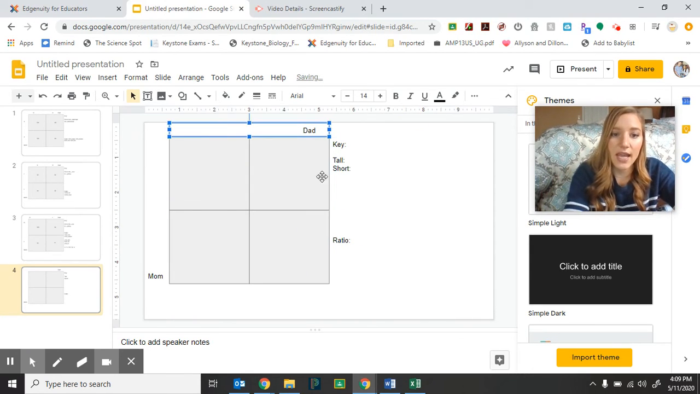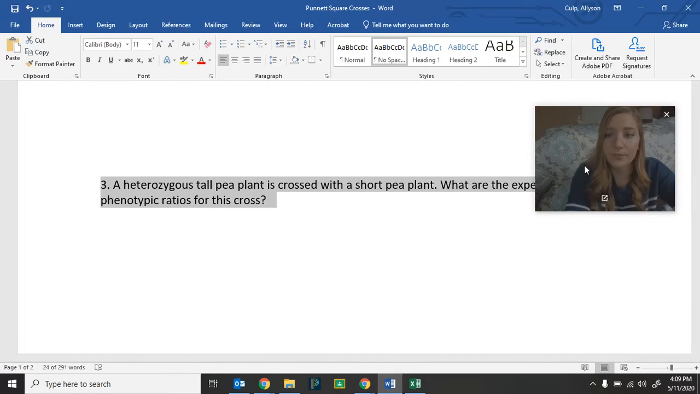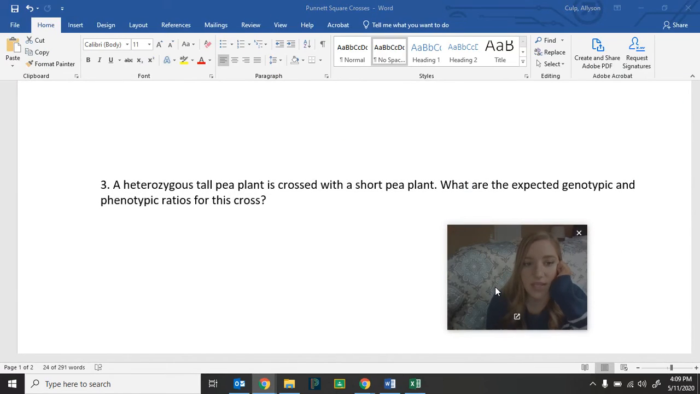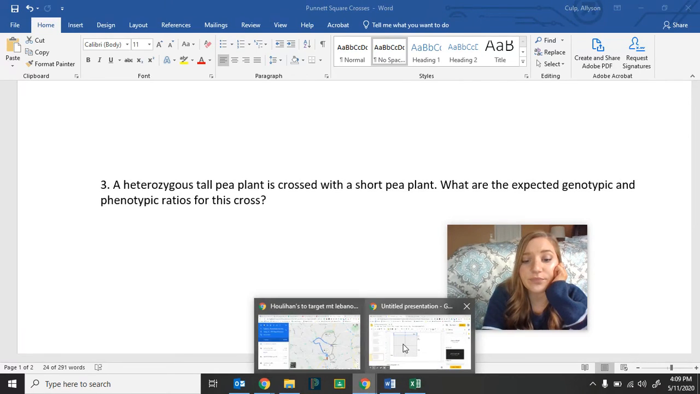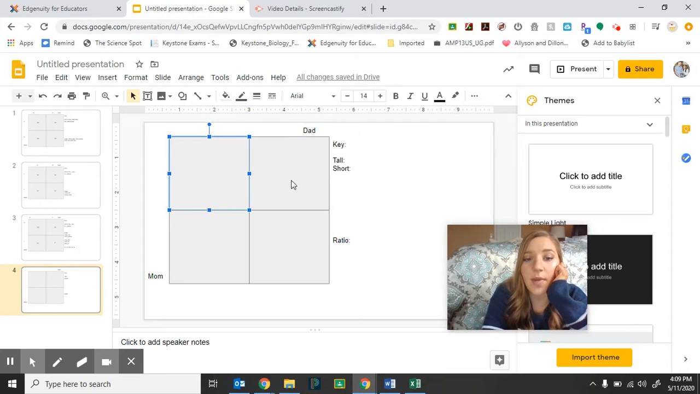Then you're going to figure out the dad and the mom. Keep in mind it says a heterozygous tall pea plant is crossed with a short pea plant. Doesn't matter which one you call the mom or the dad. They're just plants. Who cares? Okay? All right, so you got the parents. Now what? Do the cross. Actually put the letters where they belong. Top and bottom, top and side, top and side, top and side.